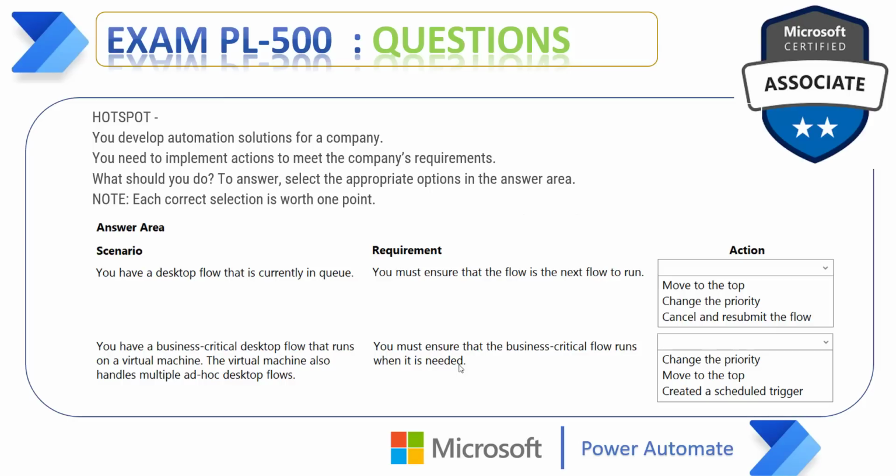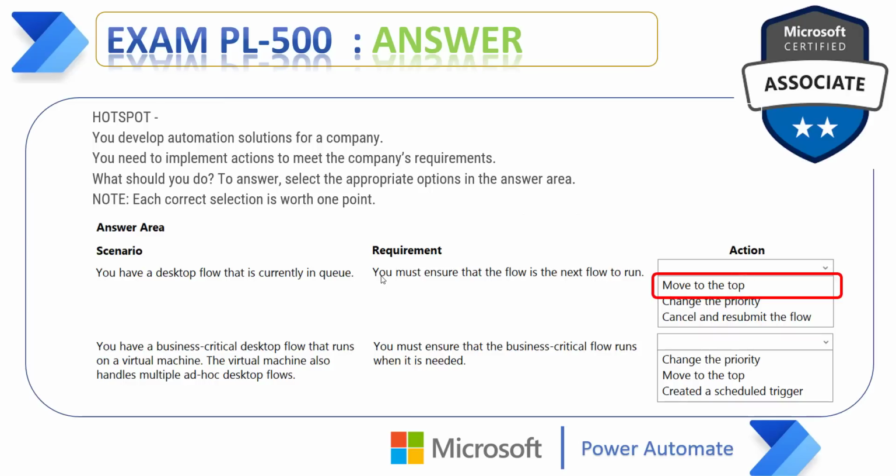Alright, let's reveal the answer. There you can see, for the first requirement, you must ensure that the flow is next to run. In that case, the action is that we need to select move to top. Now coming to the second requirement, you must ensure that the business critical flow runs when it is needed. That is by changing the priority of the desktop flow. Alright, I hope you understand how to work with different actions on a run as part of this tutorial.